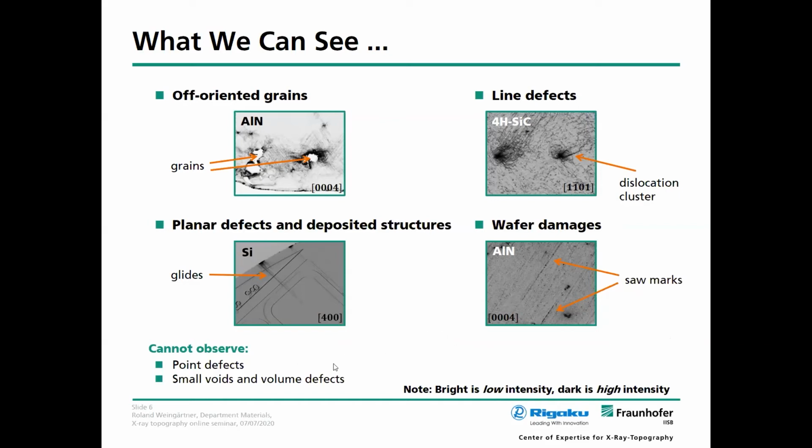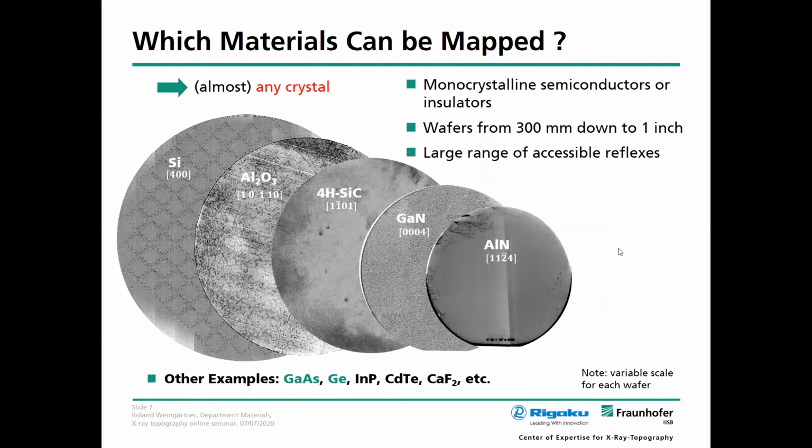Of course, not everything can be measured. So please note that point defects or very small voids and volume defects are not observable. Okay, so what materials can be mapped? Well, the answer is very optimistic. We can measure almost any crystal.